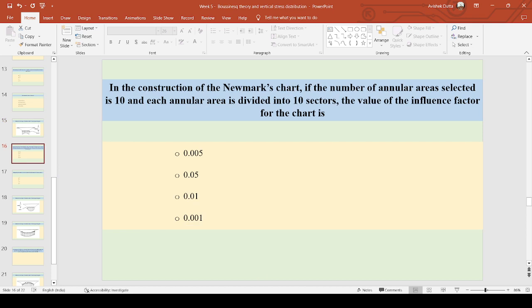In the construction of the Newmark's chart, if the number of annular area selected is 10 and each annular area is divided into 10 sectors, the value of the influence factor for the chart is.